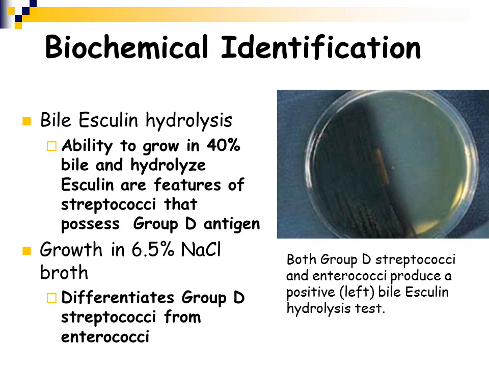Another test to differentiate those group D Streptococci species is growth in 6.5% NaCl. So the group D streps can grow in 6.5% NaCl, but Enterococcus cannot grow in 6.5% NaCl. So both group D strep and Enterococcus are positive for bile esculin hydrolysis. You then need to differentiate those two by doing the 6.5% NaCl test.